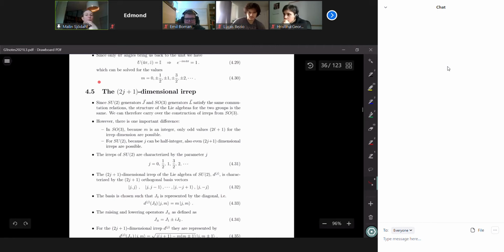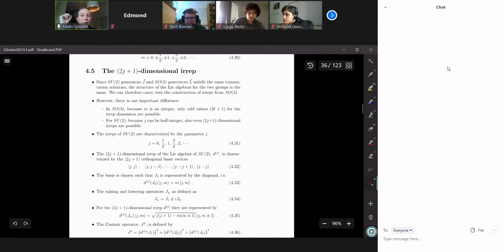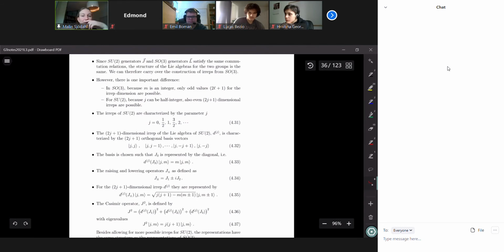So I'd like to now move into this section, but let's first see if someone wants to ask something. If not, I go on. So, as mentioned, there is this one important difference that we can have half integer representations. So representations of SU2 can be characterized by 0, 1 half, 1, 3 halves, 2, etc. Not only 0, 1, etc.